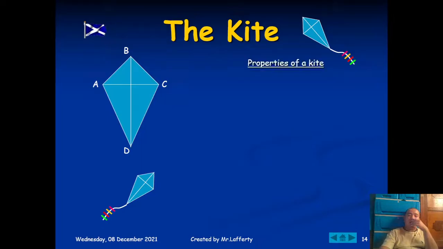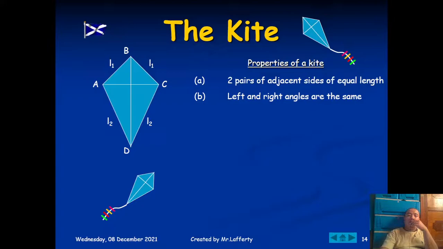Now we proceed to the kite. What are the properties of a kite? 2 pairs of adjacent sides of equal length. That means AB is equal to BC, AD is equal to CD. Left and right angles are the same. Angle A is congruent to angle C, angle B is congruent to angle D.